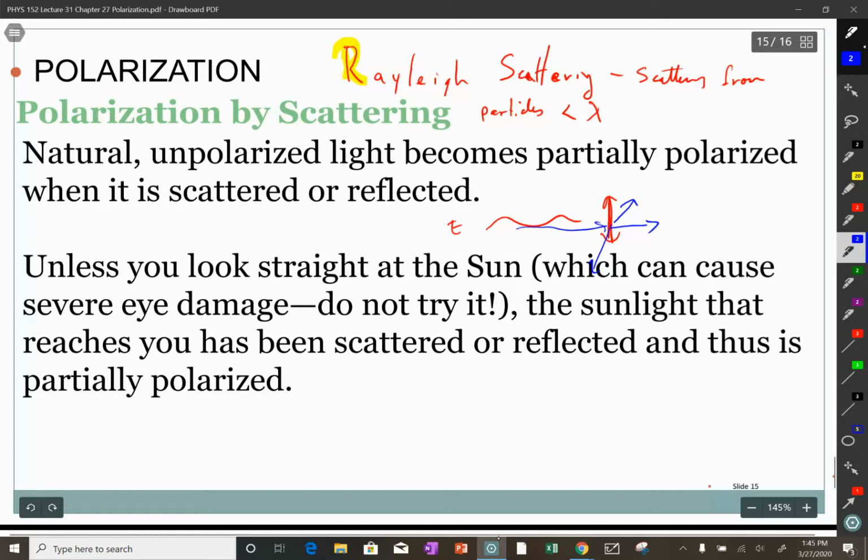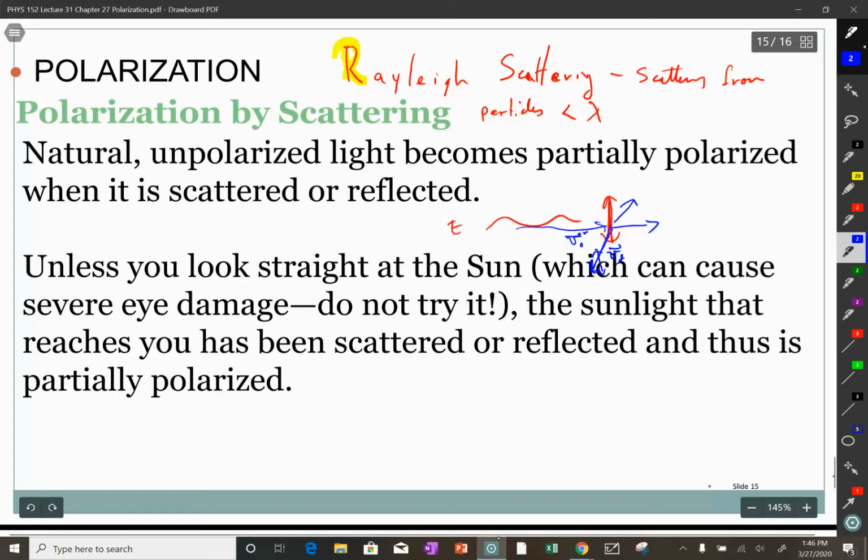So in this case, the initial velocity was horizontal to the right. If it comes out like this at a 90-degree angle, then the only direction that's perpendicular to the original and the final is vertical. And so the light that comes this direction has to be vertically polarized.